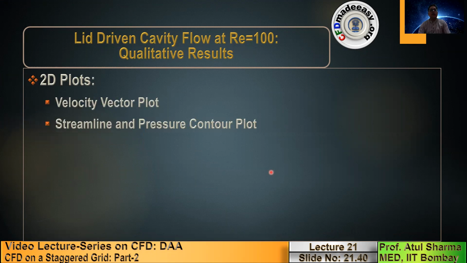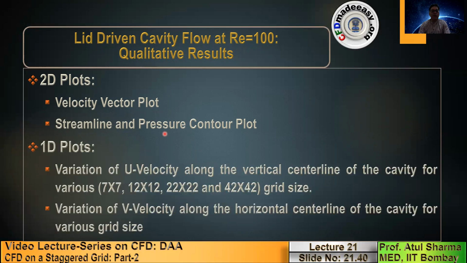Now I'll present what happens once you develop a computer program and run it, then you can plot. There are two types of plot that I will show. There are certain 2D plots, like the velocity vector plot, the streamline plot, and the pressure contour plot. And if you want to compare your results, there is certain data available in the literature for this problem, which is widely used for testing your code.